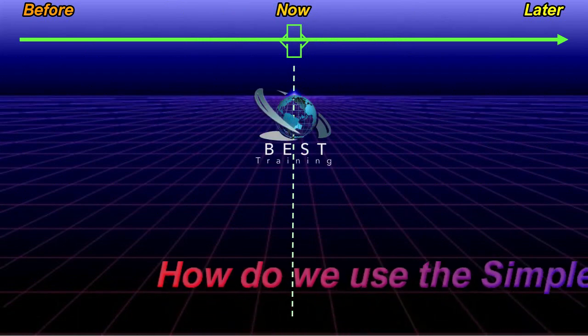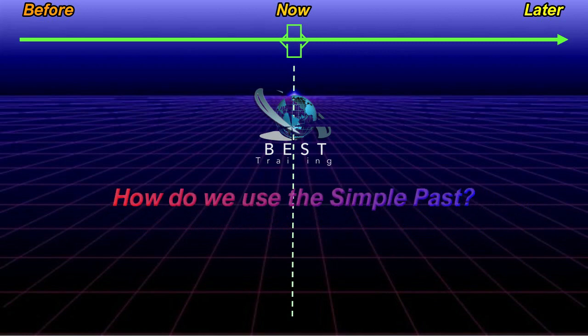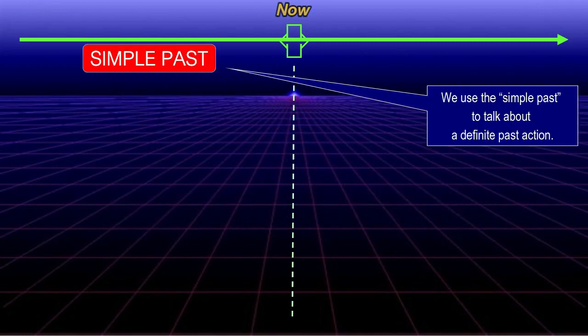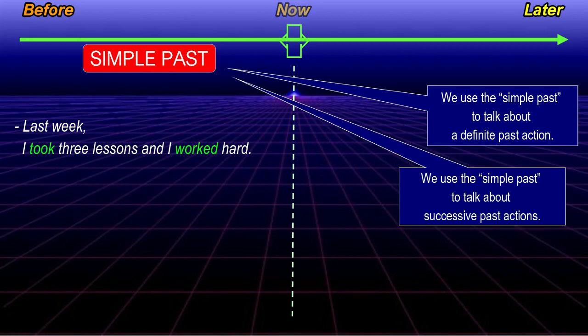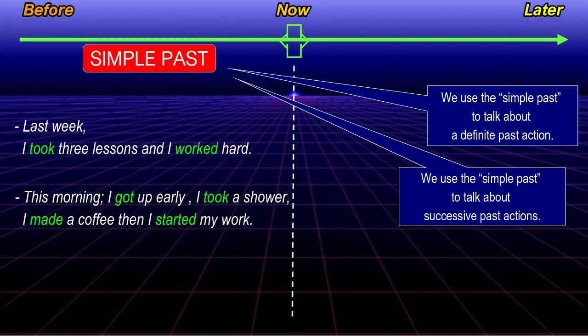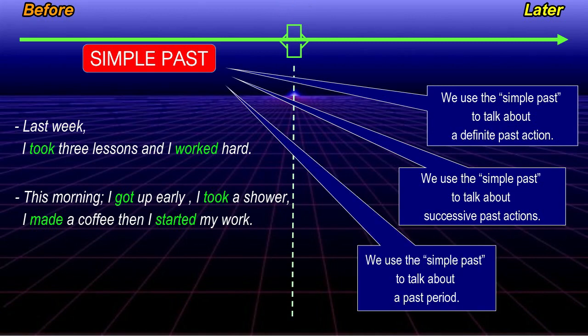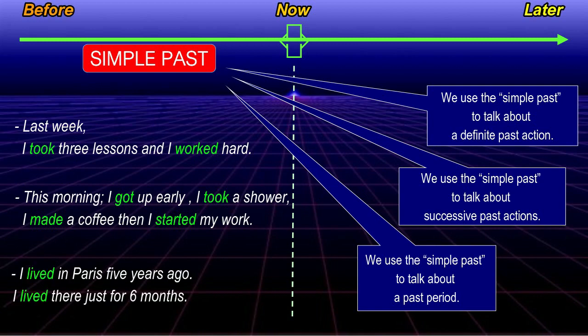How do we use the simple past? We use the simple past to talk about a definite past action. Last week, I took 3 lessons and I worked hard. We use the simple past to talk about successive past actions. This morning, I got up early, I took a shower, I made a coffee, then I started my work. We use the simple past to talk about a past period. I lived in Paris 5 years ago. I lived there just for 6 months.